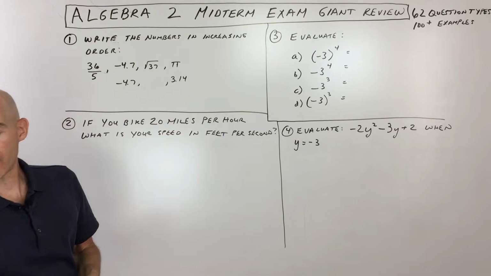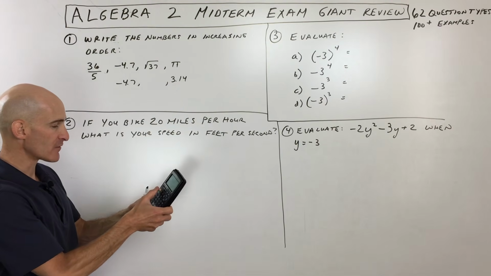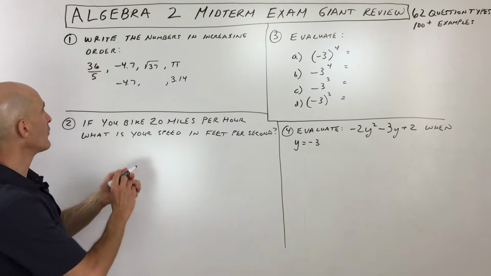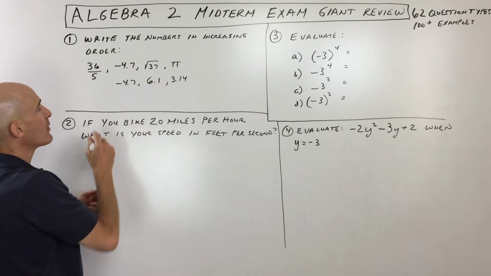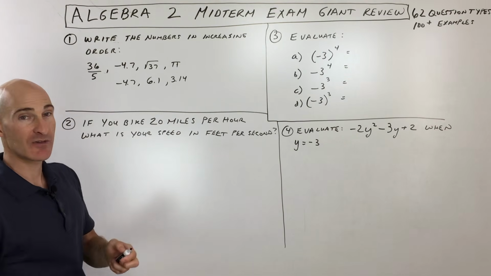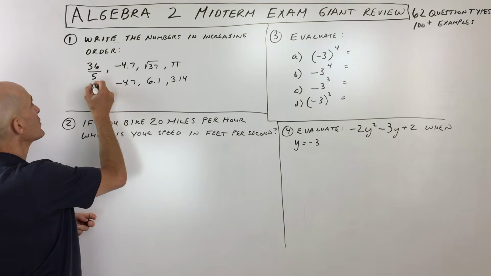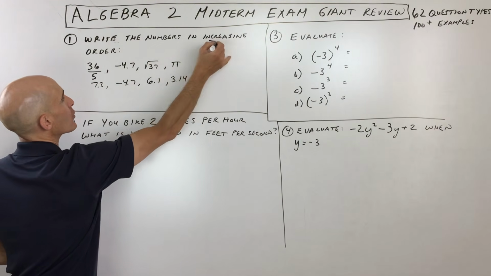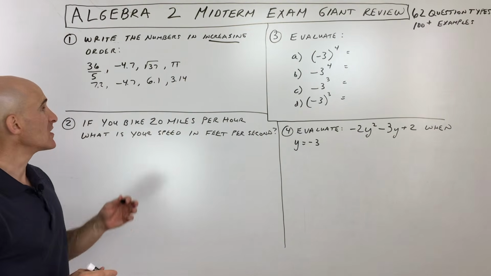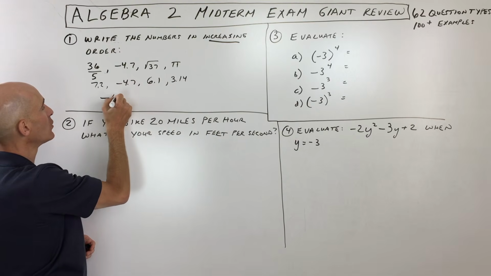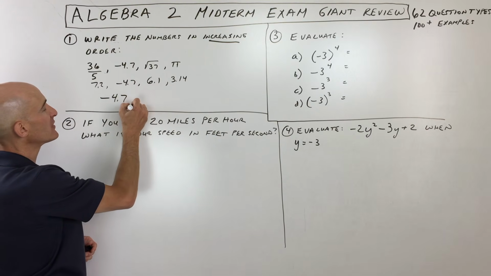Square root of 37, I'm going to go to the calculator and get an approximation for that one. So that looks like it's about 6.1 if we round. And then 36 fifths, again, we can take 36 divided by 5, and we've got 7.2. So here it says, write the numbers in increasing order. Sometimes it'll say decreasing order. So increasing order, we want to go from the lowest to the highest. So you can see negative 4.7 is the lowest, so we'll put that first.